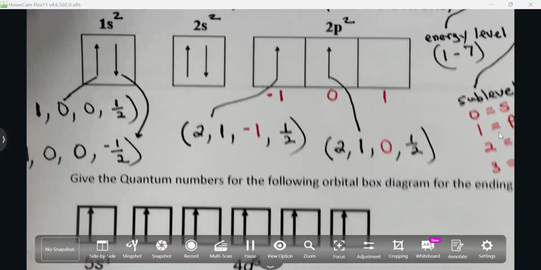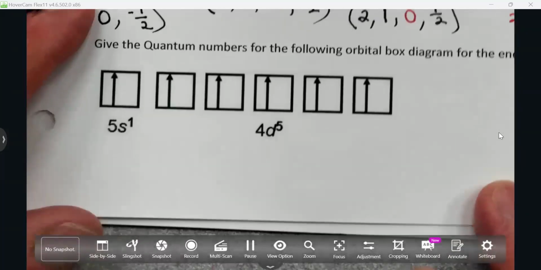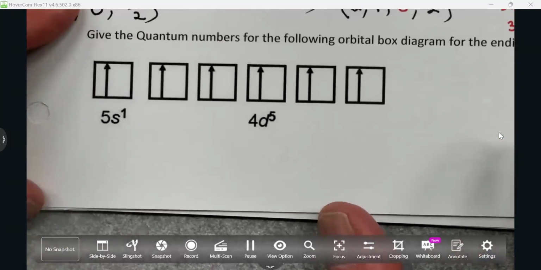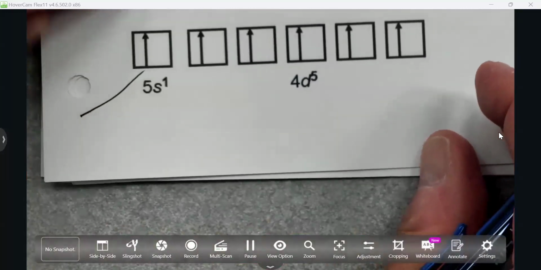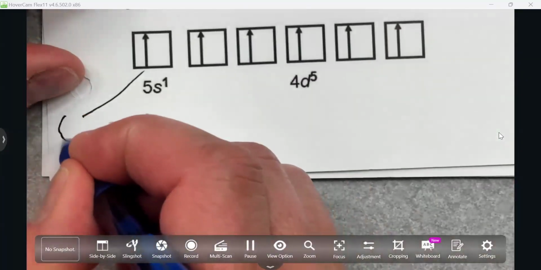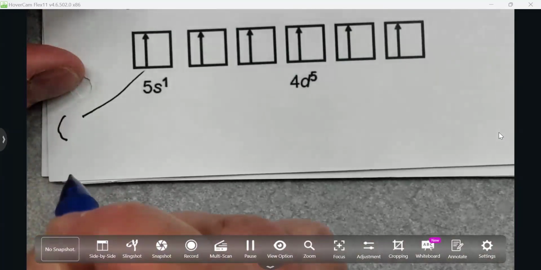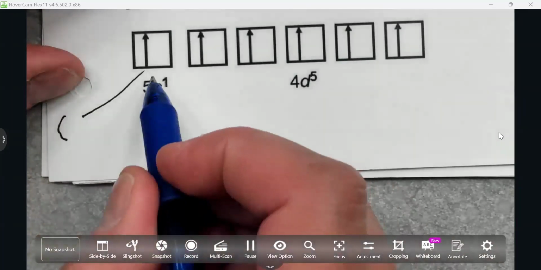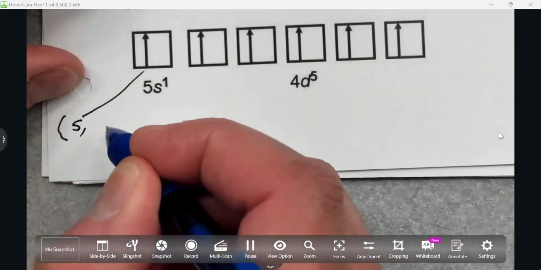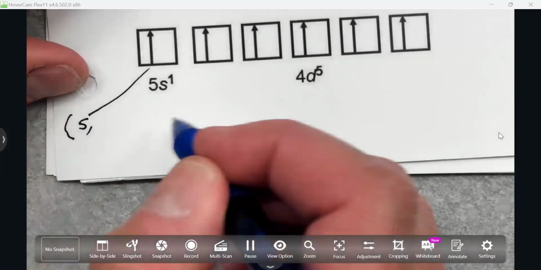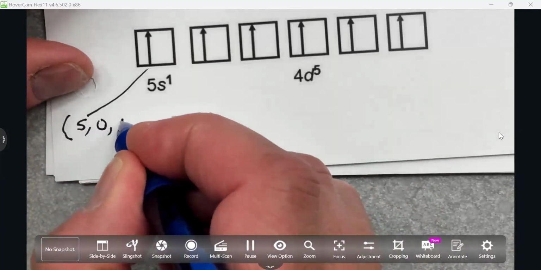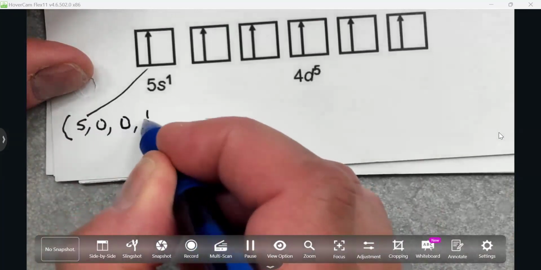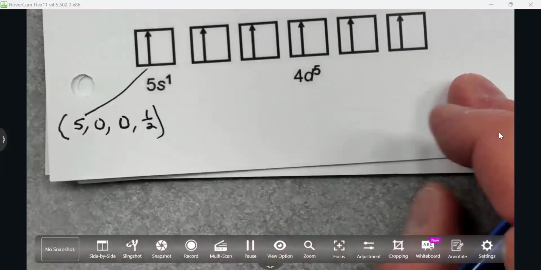Let's go down here. Well, we'll do this one first. What are my numbers for this one going to be? 5, 0, 0, 1/2. It's in level 5. Second number's fixed. 0 for an S, 1 for P. Well, 0 for an S. Third number, -0 to +0, still 0. And then 1/2.